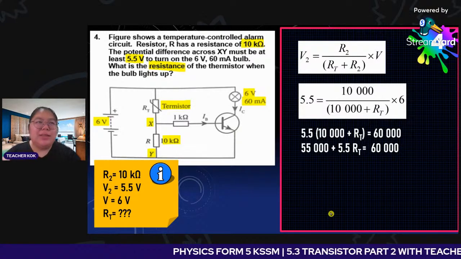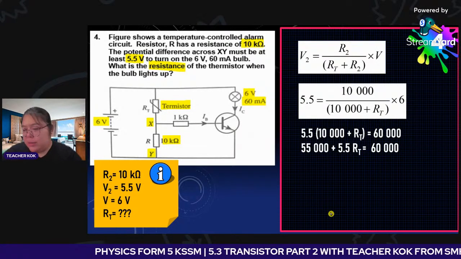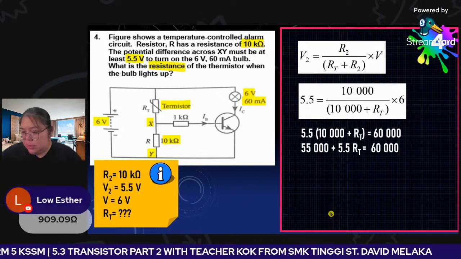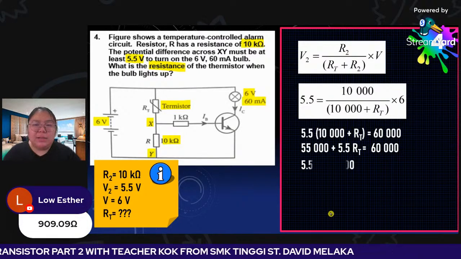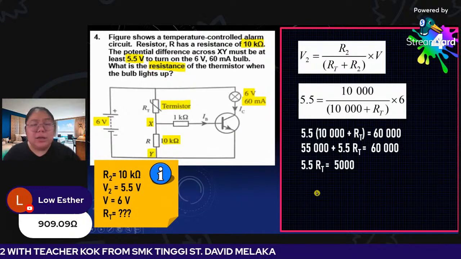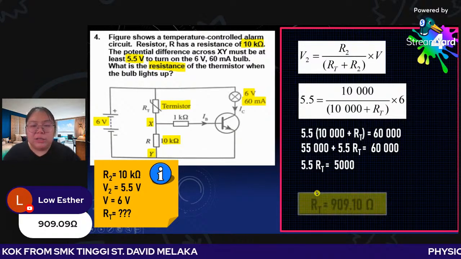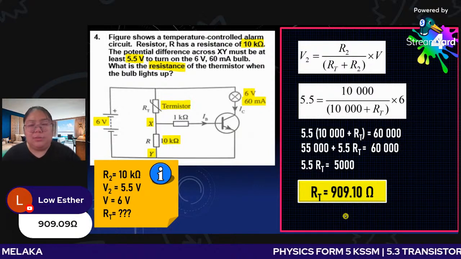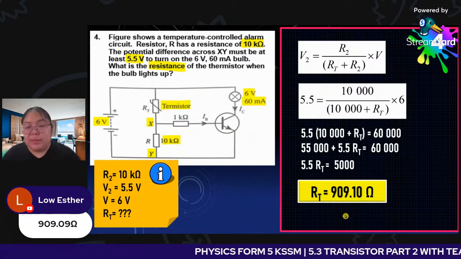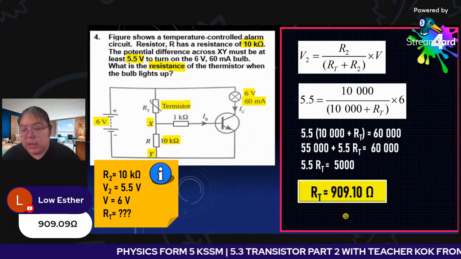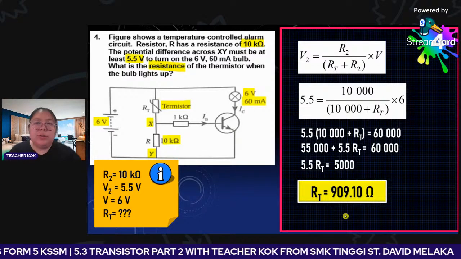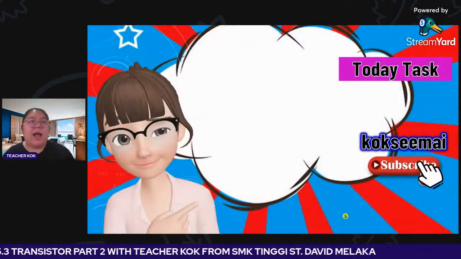Okay, Zihui gives me 909.1 ohm. Okay, Zixuan also gives me, Esther also gives me the answer. Okay, we just put in. So finally, I want to find RT. RT is 909.1 ohm. Okay, that's the answer. Nixon is wrong already, don't copy the answer. So I think this one should be the last one.